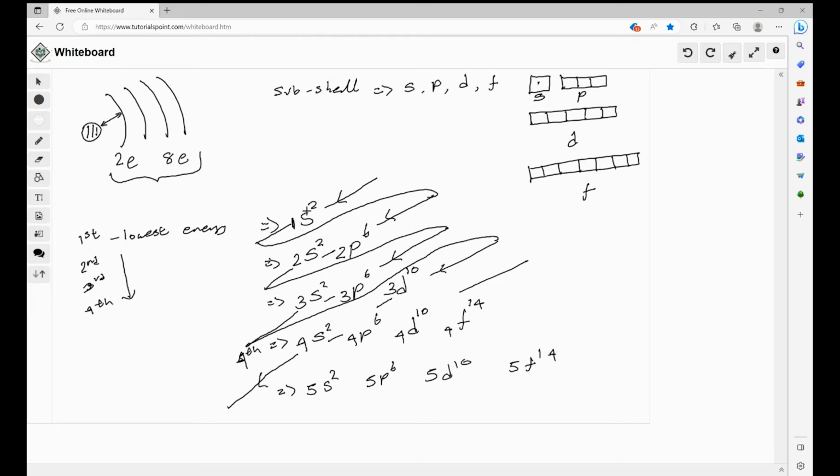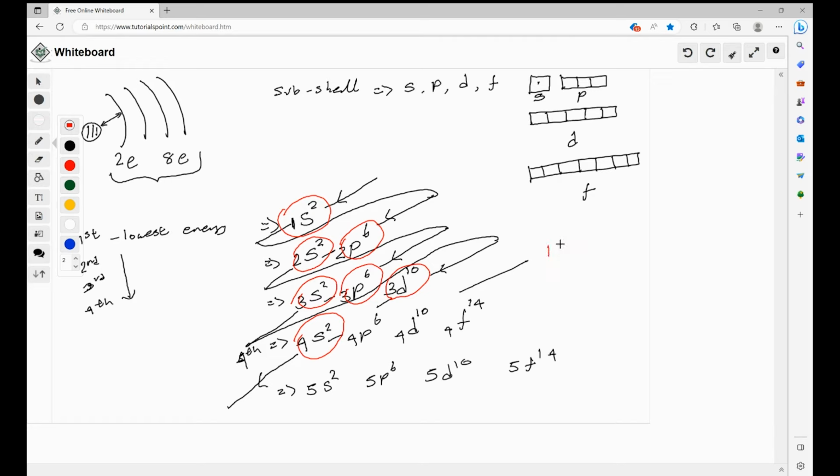So remember, first it fills. Let me change the color, then you'll understand. First, it fills in 1s2. Second, it goes into 2s2, 2p6, 3s2, 3p6. After the 3p6, it goes to the 4s2, then 3d10. So that's how the electrons get filled in.